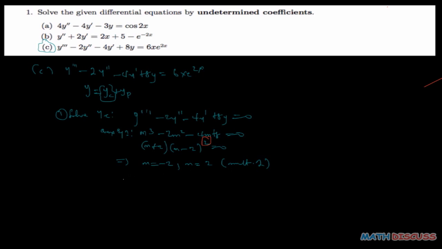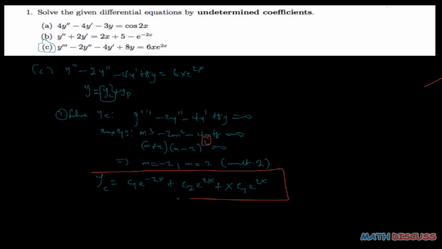Having known this, we're going to use the assumed form for this kind of case to obtain our complementary solution, which is going to be c1 e to the power negative 2x, plus, since it's of multiplicity 2, we start with the normal one, c2 e to the power 2x, and then c3 x e to the power 2x. This is the complementary function. So we've already found yc, and it's remaining yp.